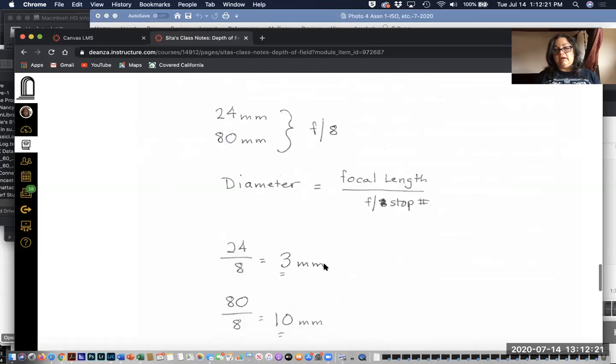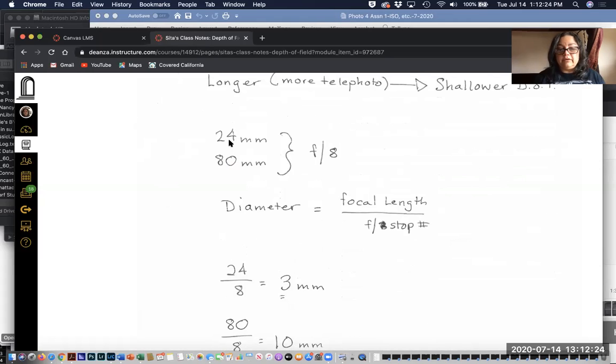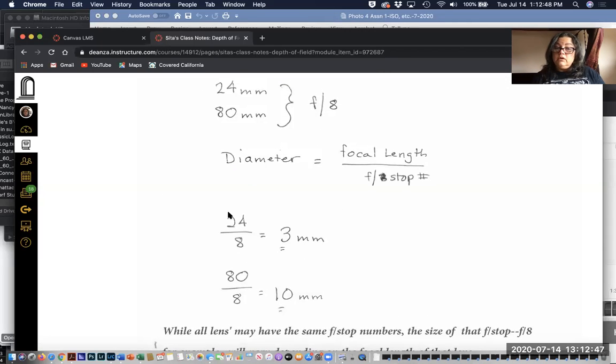So I just want to show you why that is. If you have two lenses, a 24 millimeter lens and an 80 millimeter lens, so a wide angle lens and a mildly telephoto lens, and we set both to f8, the diameter of f8 will not be the same. The diameter of the aperture is equal to the focal length of the lens divided by the f-stop number. So if we take the 24 millimeter lens and divide it by 8, which is the f-stop number, we get 3 millimeters. And if we take the 80 millimeter lens and divide it by 8, we get 10 millimeters.